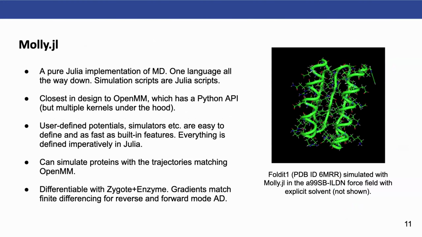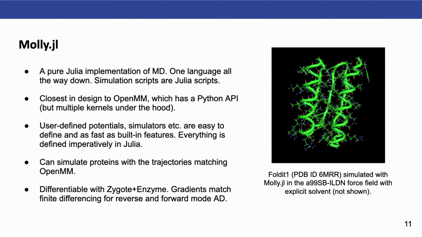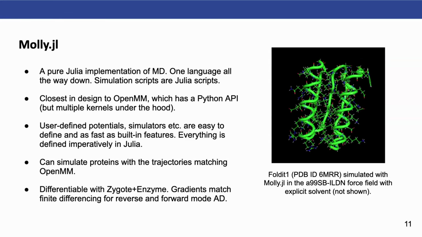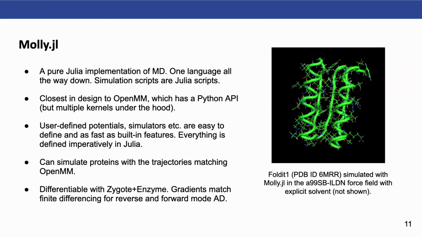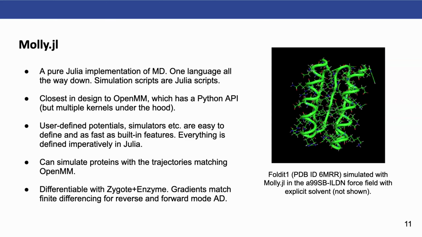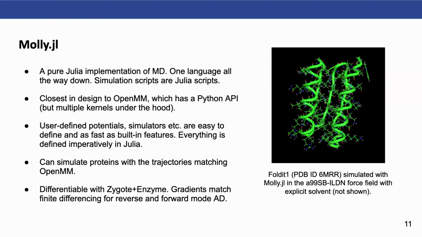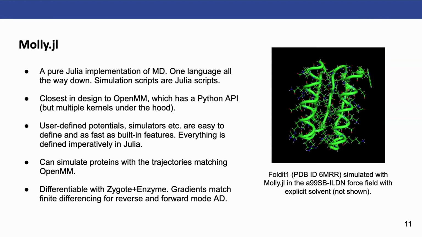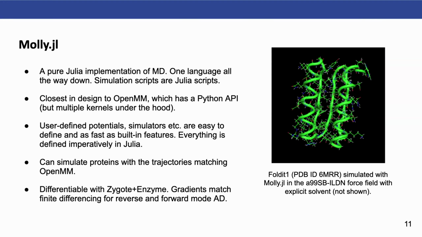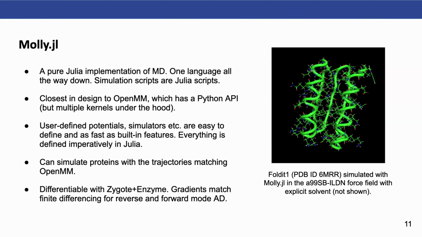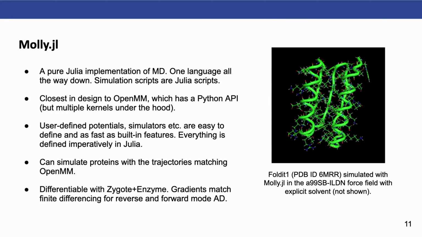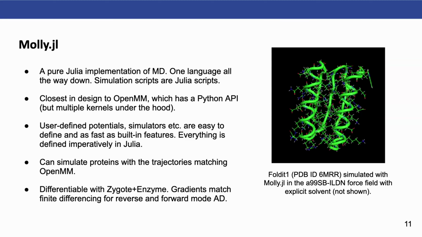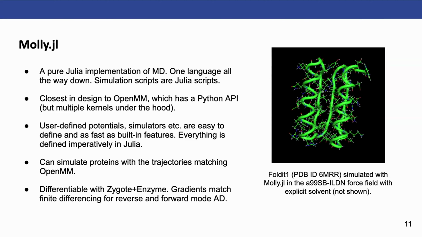And there's an analogy with the Julia base language. In Julia, a lot of the standard library is written in Julia itself, and the reason that's possible is because Julia is fast. And so here we have the same principle. If the user defines a potential, a simulator, or something, it should be just as fast as the ones which are in the actual package. And so we can simulate proteins, and the trajectories match existing software. So on the right, for instance, you see this protein flopping around. This is simulating fully. It's differentiable, so you can take gradients through simulations, and the gradients are accurate.